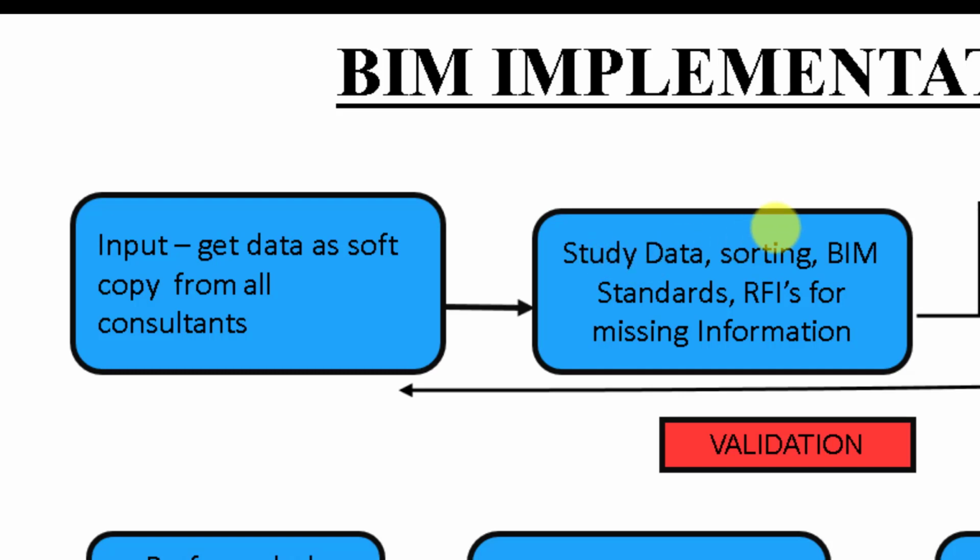Then we sort this data, we identify which BIM standard we want to use while working with this particular project. Okay, so let's say this project is from US, so we will be using standard which is suitable for the US industry. If this project is from Singapore, we will be using standard which is suitable for the Singapore industry, right? Then we define the standard, then we raise the RFIs for missing information.